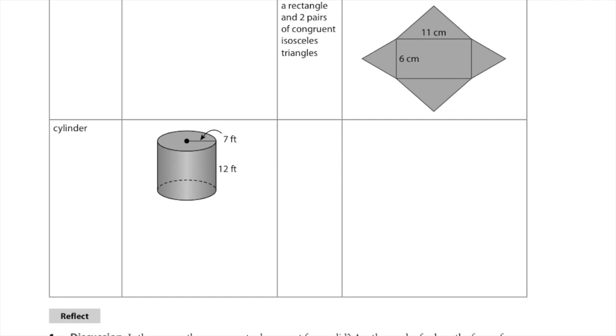Okay, on the next page, we've got a new net that we are given this time, and we need to go backwards to actually drawing the diagram. So we can see that the faces this time are a rectangle and then two pairs of congruent isosceles triangles. So when we fold these faces of the net, the sides back up, I hope that you can see that this is going to become a rectangular pyramid.